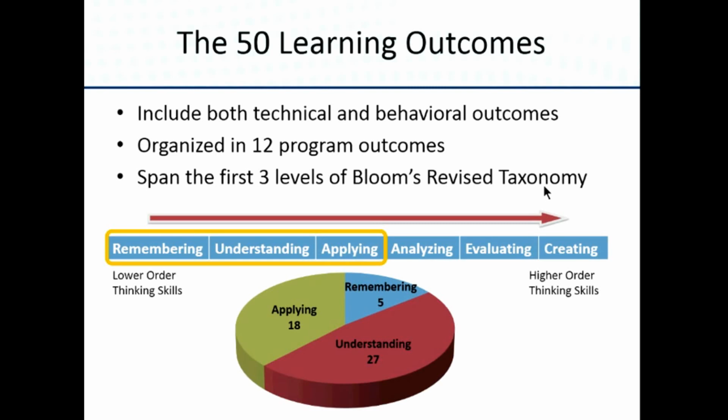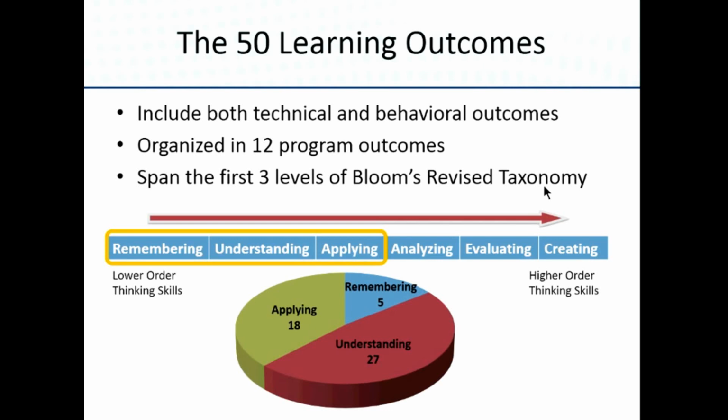We also have some outcomes related to business awareness, recognizing those close ties between IT and business. The last program outcome is an ability to demonstrate business awareness and workplace effectiveness. And we have a couple outcomes related to that as well. A little bit more about these learning outcomes: they span the first 3 levels of Bloom's taxonomy.